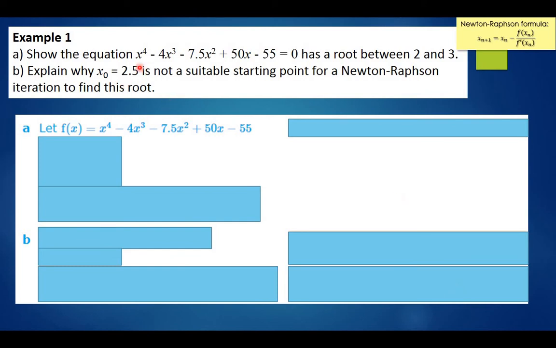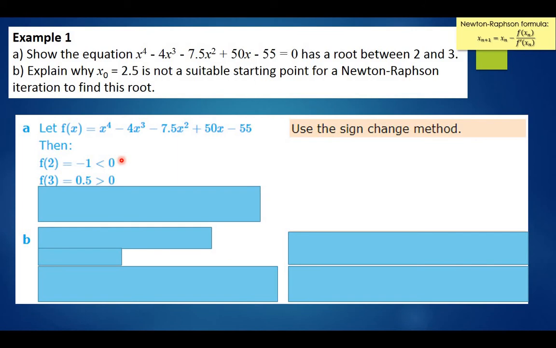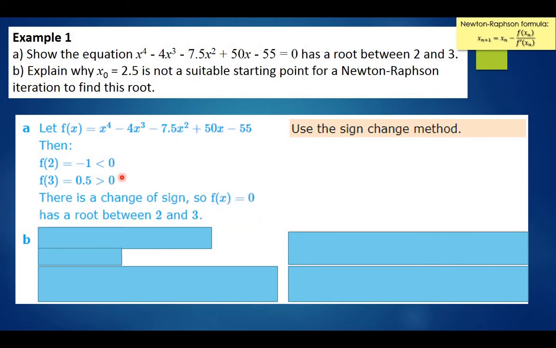In this question we have a nice quartic, and we start off by showing that we've got a root between 2 and 3. Remember, we use the sign change rule for that. So I'm going to call this f of x, and evaluate it at 2 and 3. Notice we have a value less than 0 and a value greater than 0, so by the sign change rule, there must be at least one root between 2 and 3.